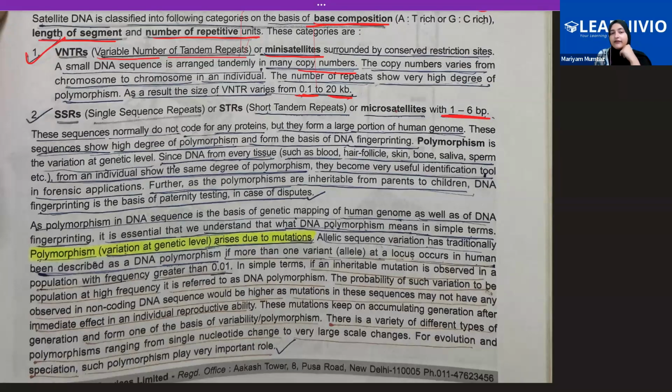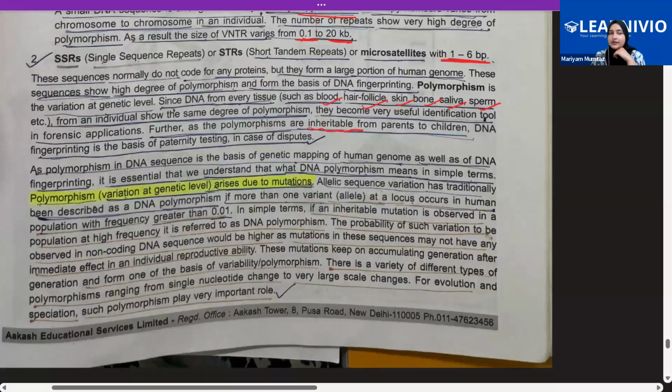Since the DNA from every tissue, such as blood, hair follicle, skin, bone, saliva, sperm, all of these show the same degree of polymorphism, meaning they exist in different forms. Okay, and these are inheritable, meaning they can be passed on from the parents to the next generation. Have you people heard about paternity testing, to find out who the kid belongs to? That is also done with the help of DNA fingerprinting. The DNA is matched in the case of disputes.